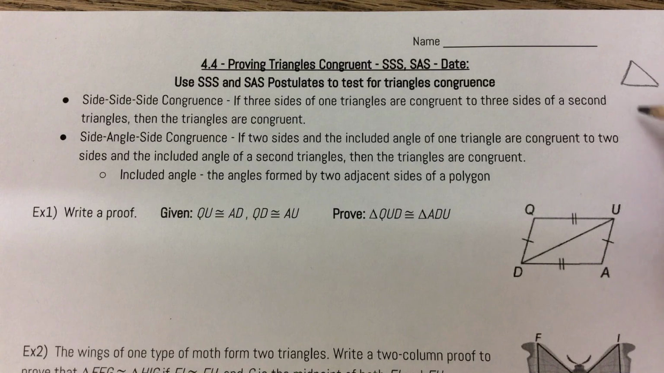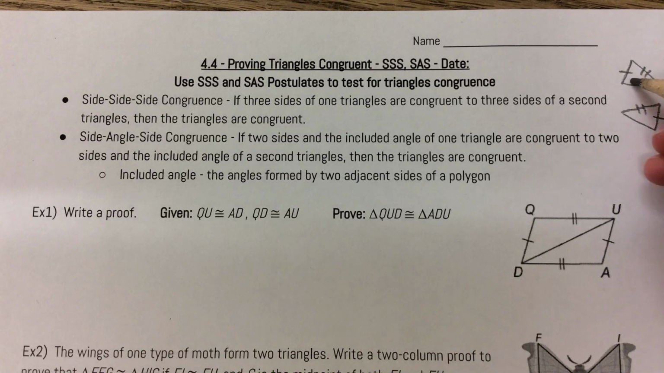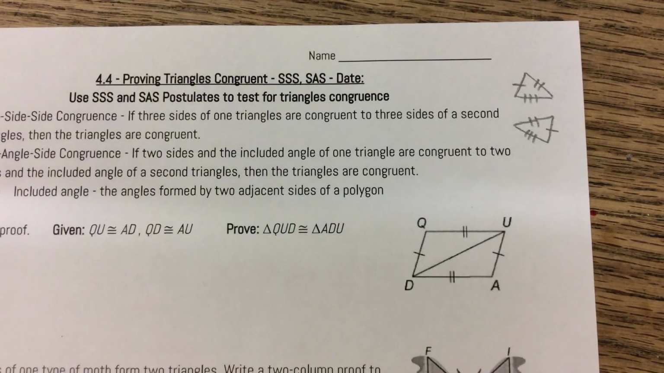So if I sketch a little picture here, and let's say that side was equal to this side, this one went with that one, and that one went with that one. This would be an example of side, side, side.